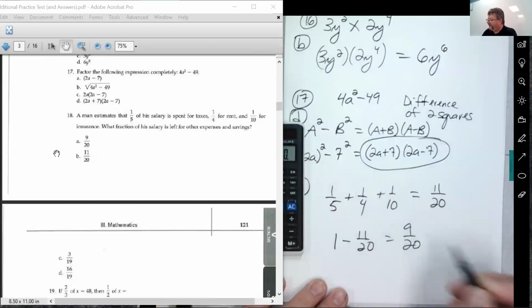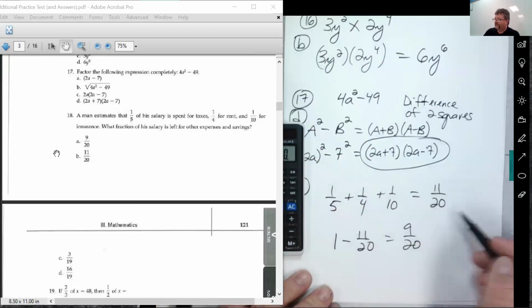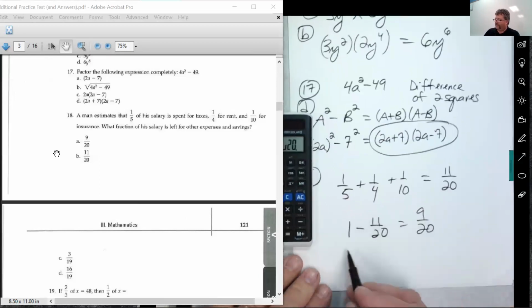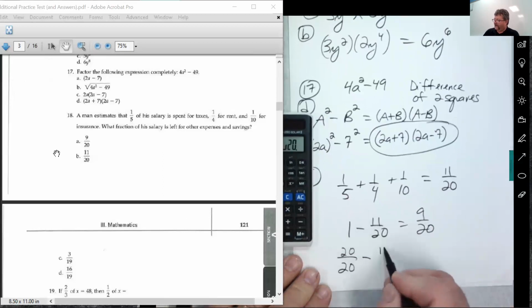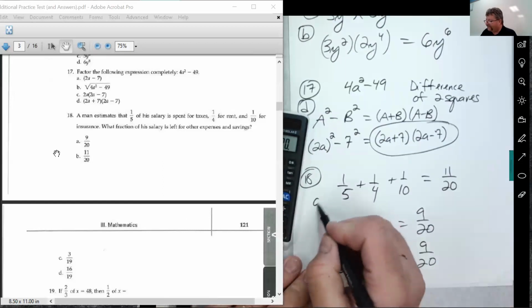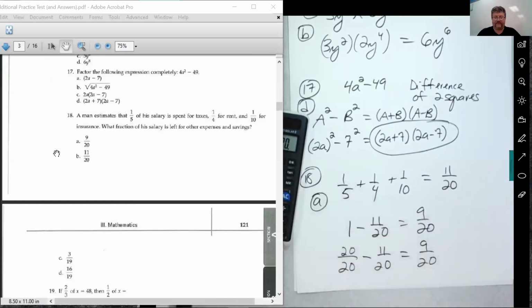Otherwise, we would just say, okay, I've got a 20-piece pie, right? If it's hard to draw a 20-piece pie. 11 of those pieces are going away for other things. There's 9 pieces left. So another way to represent that 1 would be 20 out of 20 pieces altogether, and I'm taking away 11 out of those 20 pieces, which leaves me 9 out of those 20. So 18, if we scope out our choices there, choice A is 9/20, and that's the one.